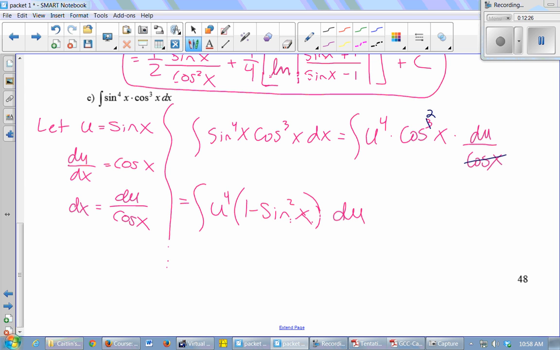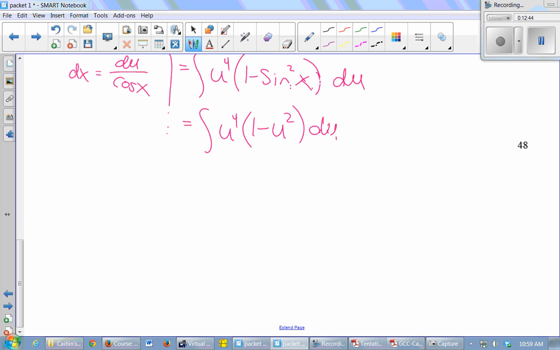Okay, and then the whole point of that substitution is that now that I have that written as sine squared instead of a cosine squared, I can replace the sine with a u. And then I'll distribute. This is the integral of u to the 4th minus u to the 6th du. And then the antiderivative is easy, right? Just use the power rule. So increase the exponent by 1 and divide by the exponent.